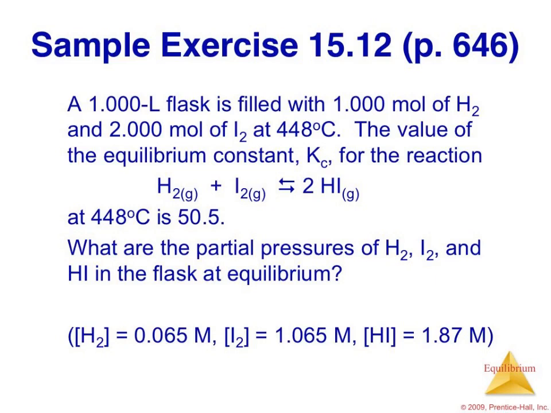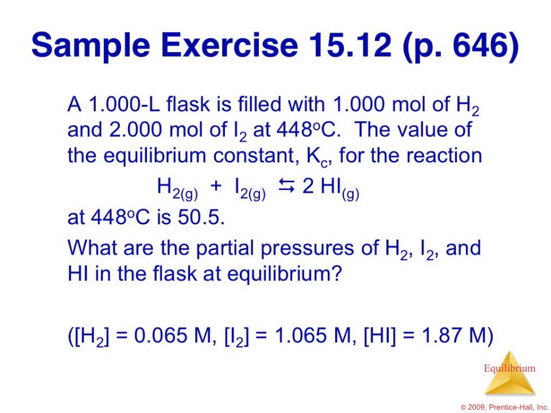Okay, so an example here, we basically have two initial concentrations given to us. It's not stated as concentration, but we have a 1 liter flask and there's 1 mole and 2 moles, so that's going to equal the concentration since we're in a 1 liter flask. But that's all they're giving us, and then they're giving us the value of Kc, and that's it. So this one's a little tricky.